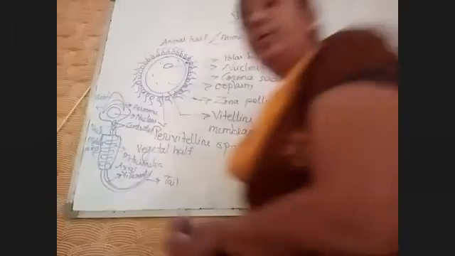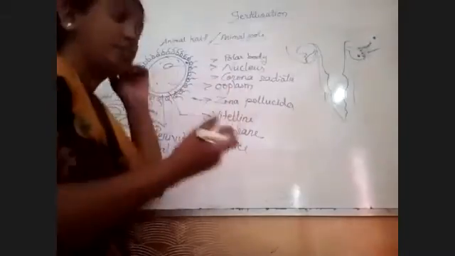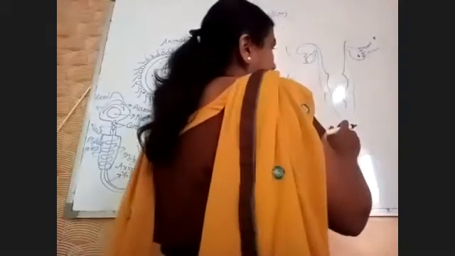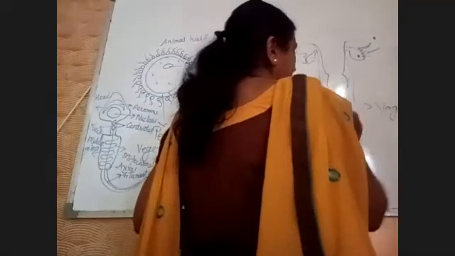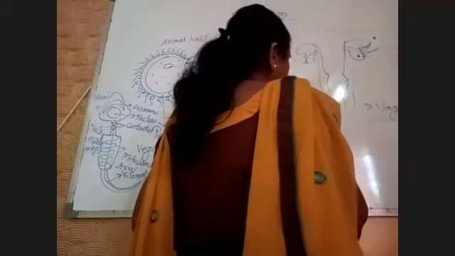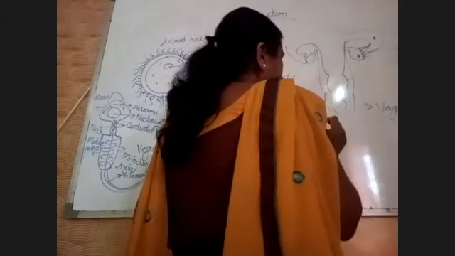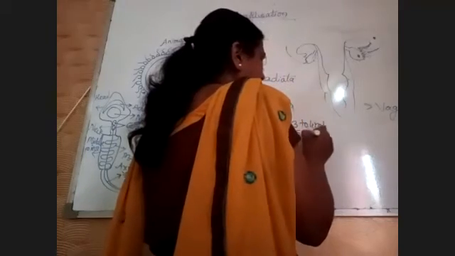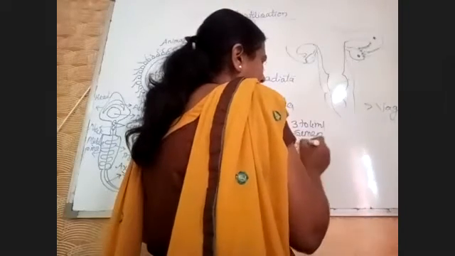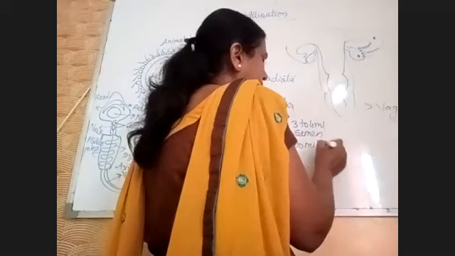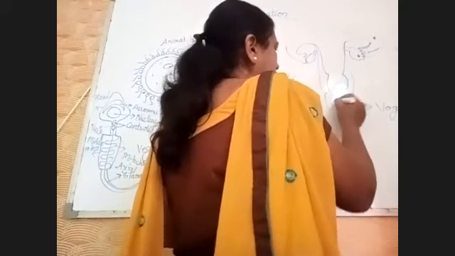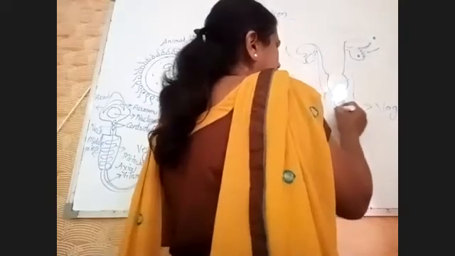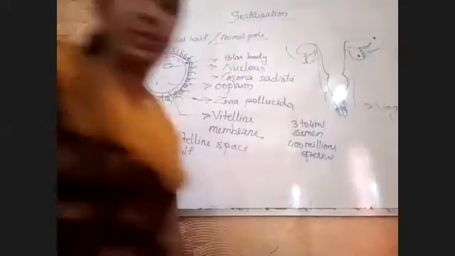So during these 72 hours, if sexual contact takes place, so this is the vagina, I had already told you. In this vagina, near about 3 to 4 ml of semen will be deposited, which contains more than 400 million sperms. Millions of sperm will be deposited here.